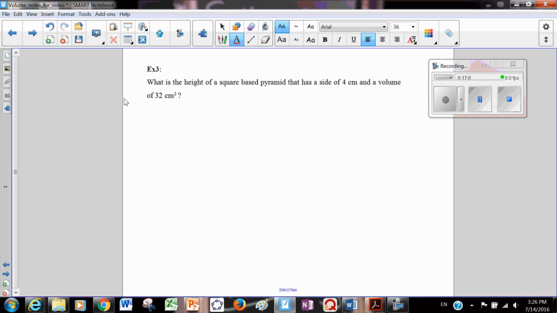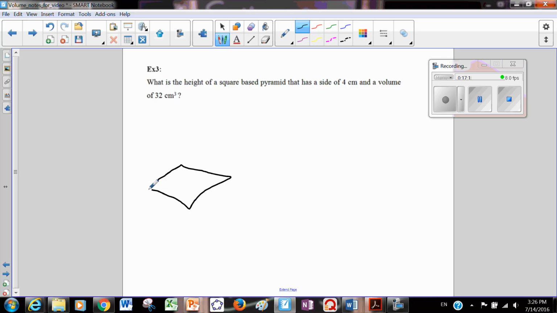And the last one is, what's the height of a square base pyramid? So let's draw it. A square base pyramid. You know why I'm in math, huh? Because I'm not too good of a drawer. There's a minimum that we need to be able to do.